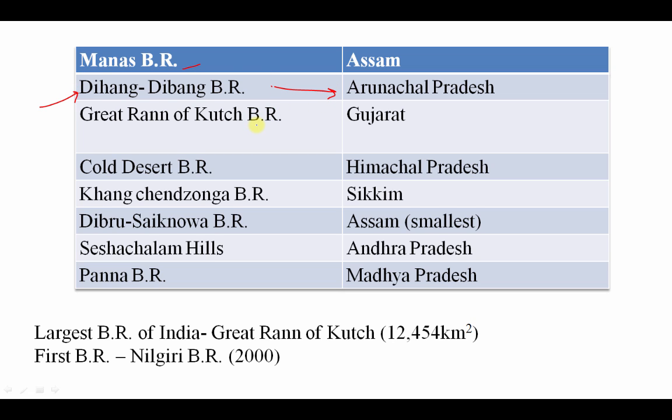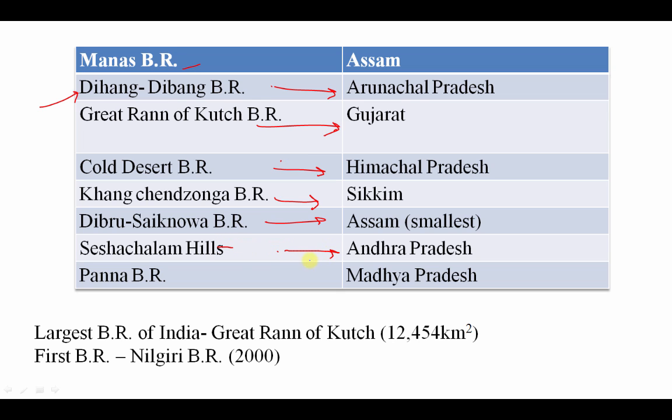Rann of Kutch. Everybody knows about Rann of Kutch? It is in Gujarat. Cold desert, it is in Himachal Pradesh. Cold desert Biosphere Reserve. Kanchenjunga, very famous Kanchenjunga, it is in Sikkim. Dibru-Saikhowa, it is in Assam and it is the smallest Biosphere Reserve. Dibru. Okay. Seshachalam, it is in Andhra Pradesh.